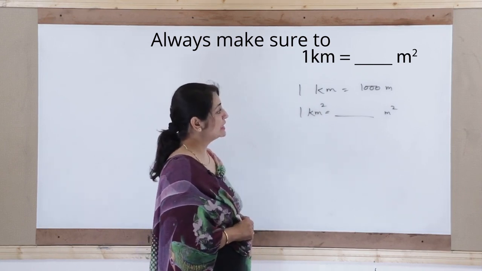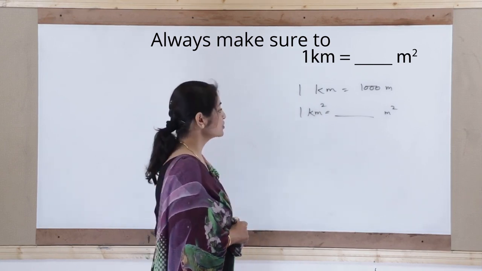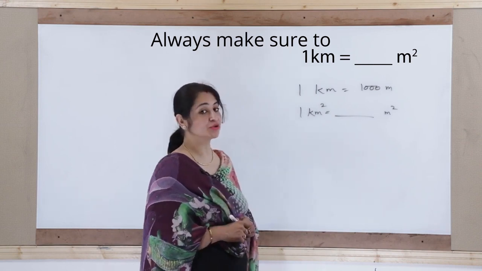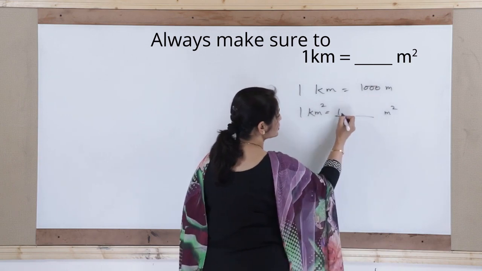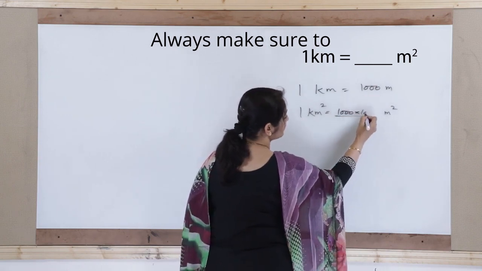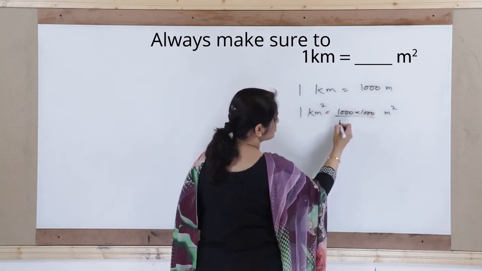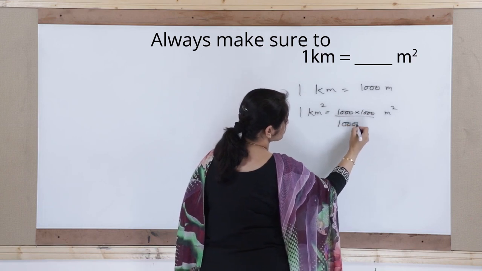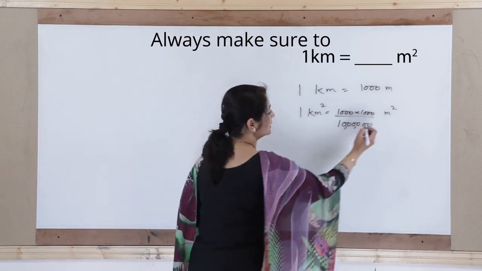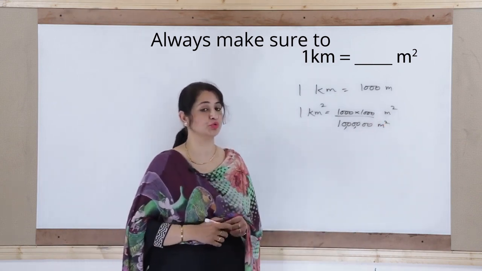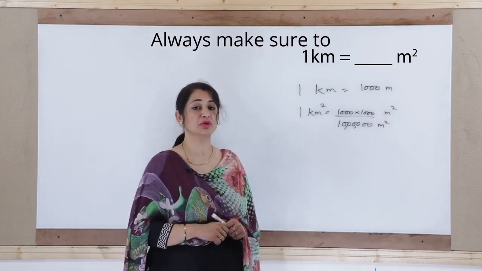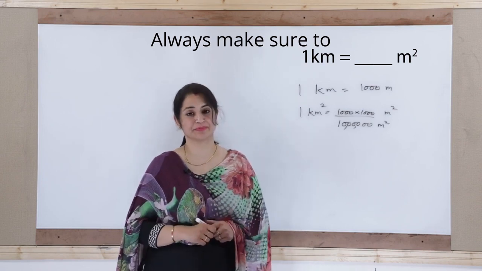1 kilometer is equal to 1000 meters. So 1 kilometer square will be equal to how many meters squares? We need to square this value also. So 1000 multiplied by 1000. That is 1 and 6 zeros. So 10 lakh meter square. Same is also true for cube. For that we will have to make the cube of the value.